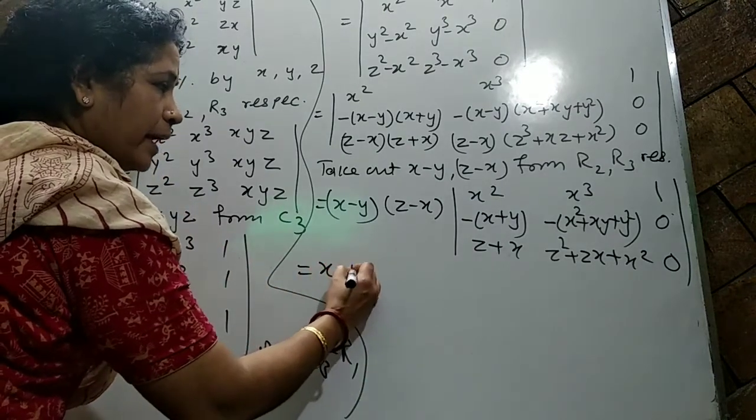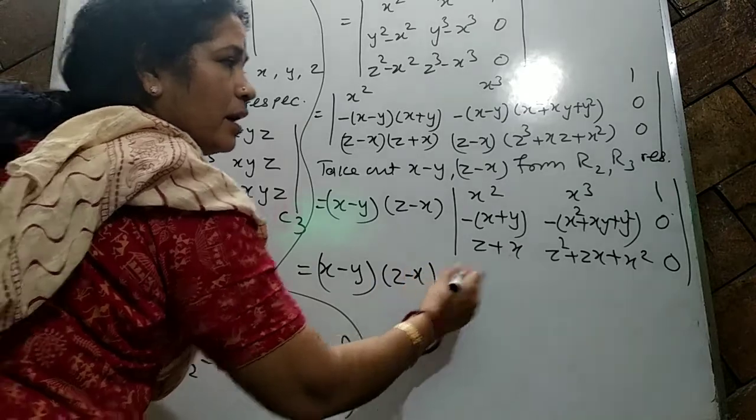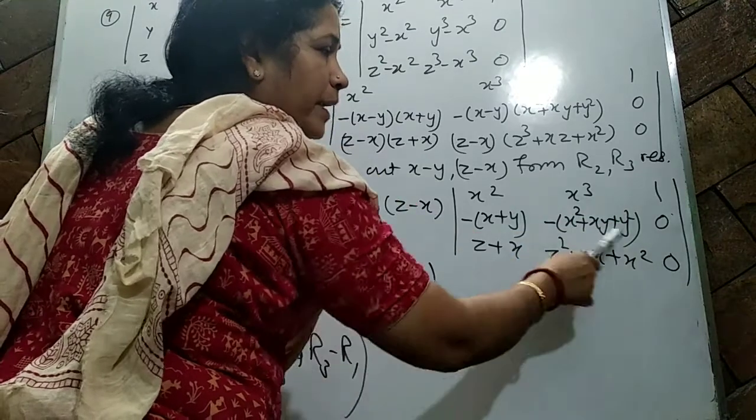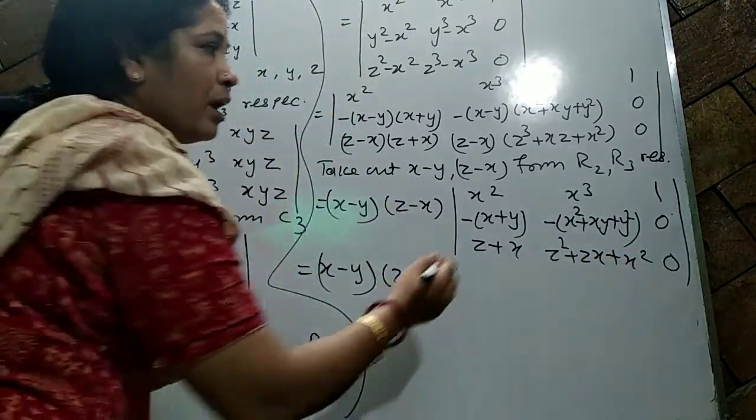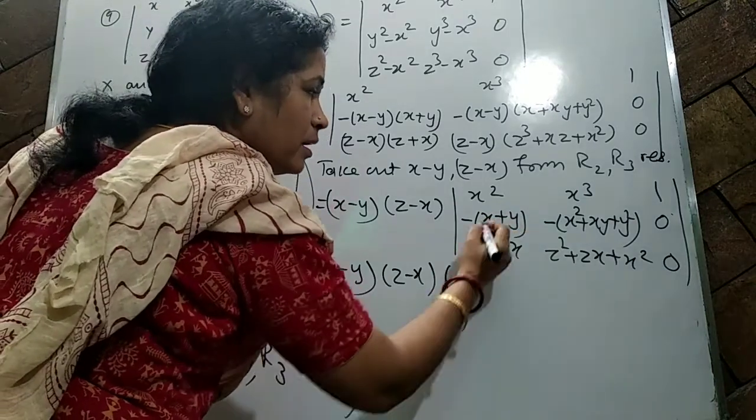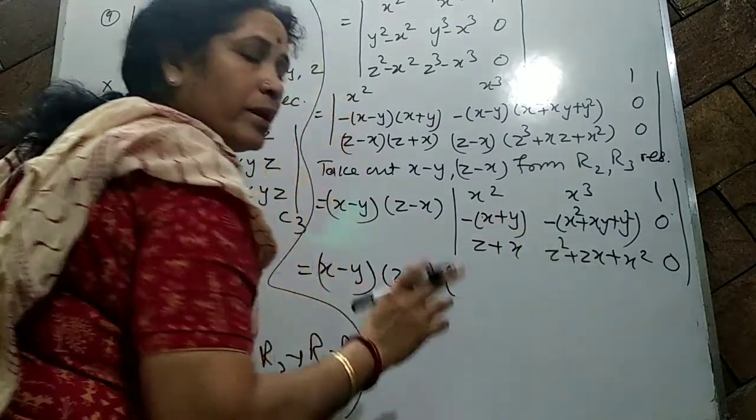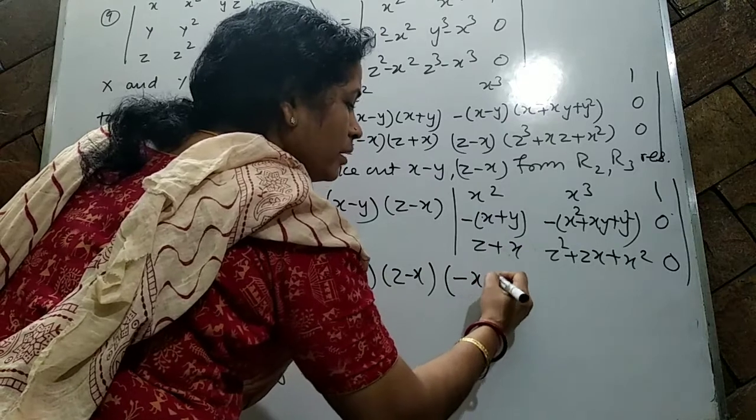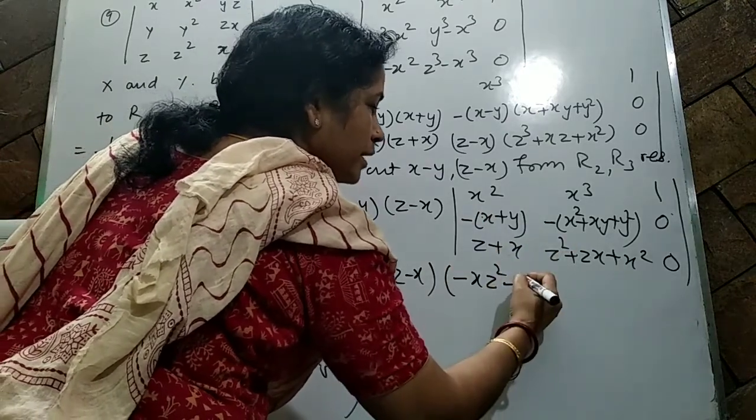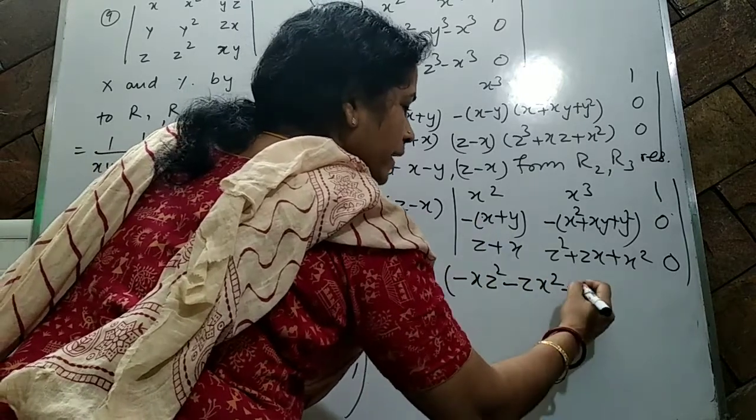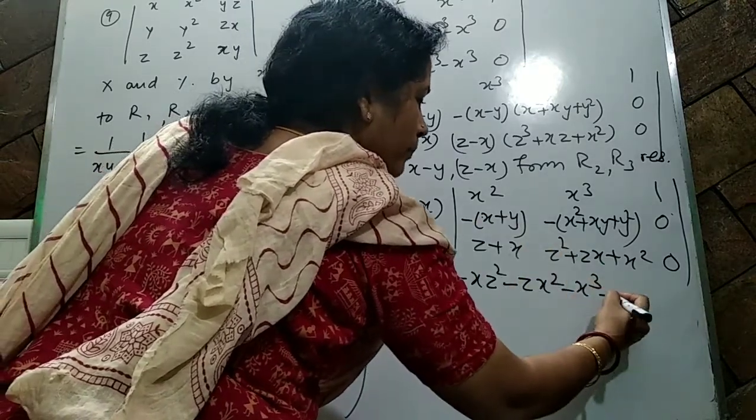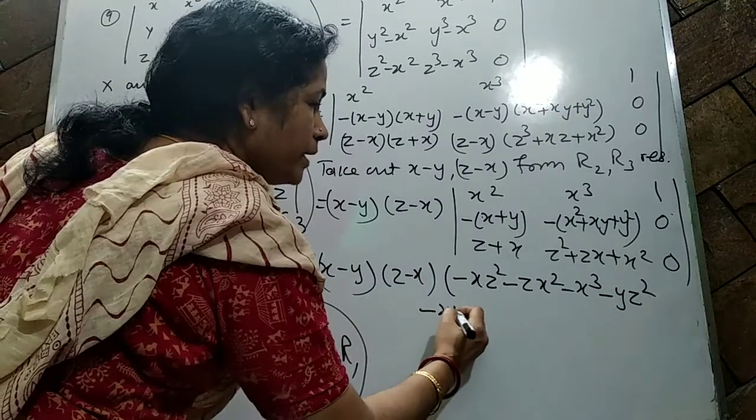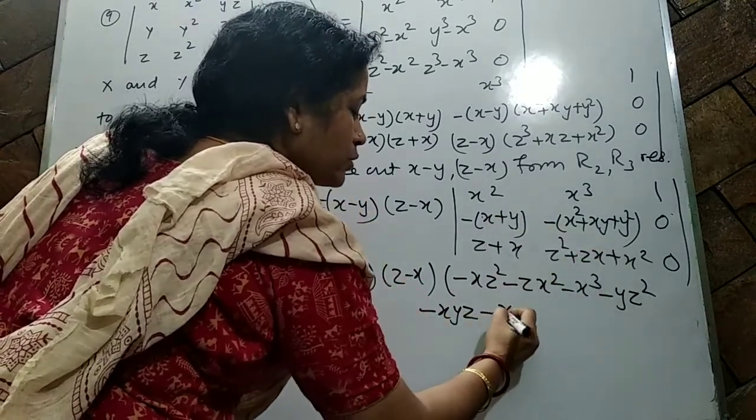If I open this x minus y into z minus x, expanding using C3, that is easy for you. 1 into downward minus upward, the rest is 0 into something, 0 into something. Now if I open this, listen, you multiply by minus x, very carefully: minus x z square, and then minus x into this, that is zx square, and then minus x cube. Now multiply by y: minus y z square, minus xyz, and then minus x square y.